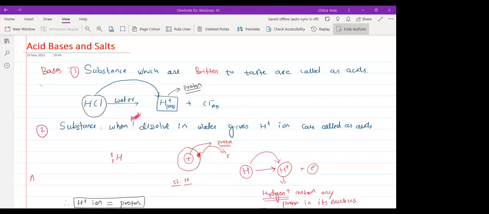Okay. So now we are going to discuss the bases, beta. So we know substances which are bitter to taste are called bases. So I'm just writing here bases.